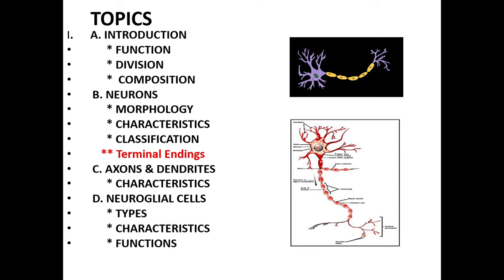Then we go into the axons and the dendrites. These are the processes of nerve cells. Then lastly, we have the neuroglial cells with the different classification, characteristics, and function, which is in another set of PowerPoint. That will be our next set of PowerPoint, the neuroglial cells, or the neuroglia itself.